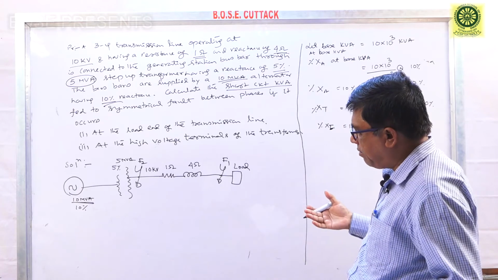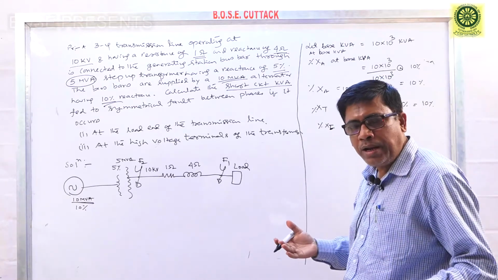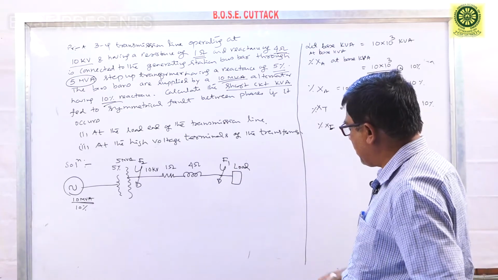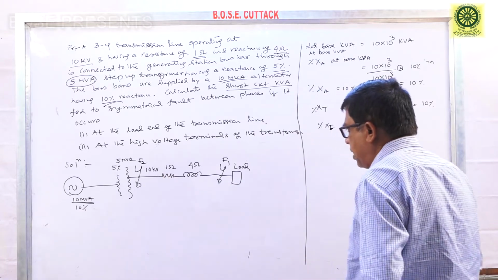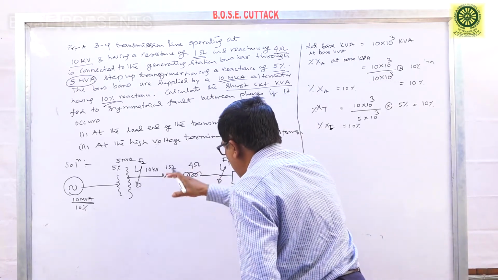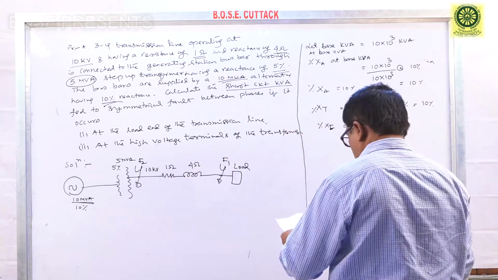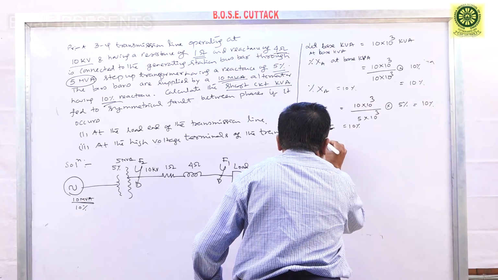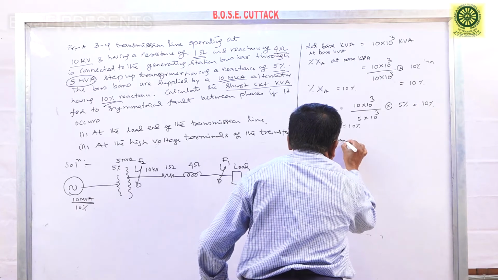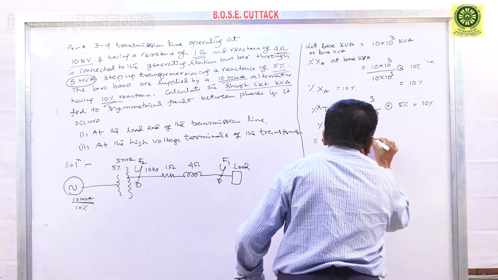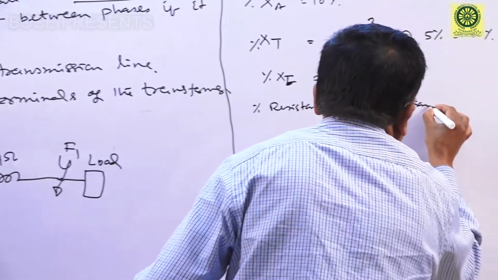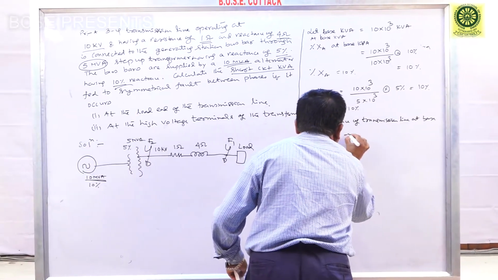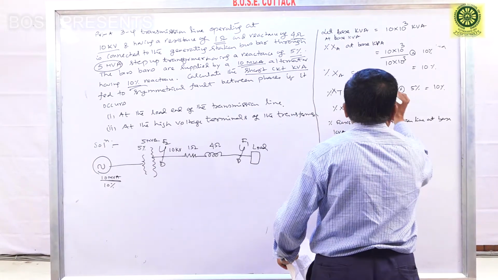So now we have converted the percentage of reactance of the alternator and the percentage of reactance of the transformer. Then you come to the transmission line. What is the transmission line? Resistance is 1 ohm, reactance is 4 ohm. So how can you convert? Percentage of resistance of the transmission line at base kVA. What is the base kVA?